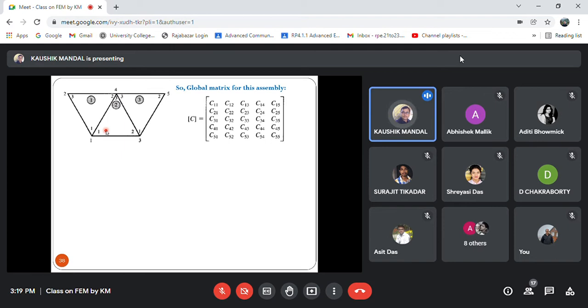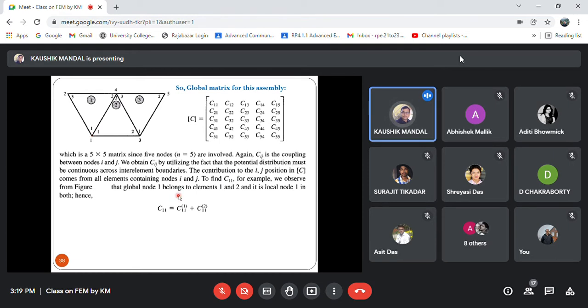Once you determine that this particular global node is linked with element number 1 and 2, not with element number 3, then you have to determine which local nodes of the elements are linked with this global node. Node 1 of element 1 and node 1 of element 2 are linked with this particular global node. So what will be C11? All these things are mentioned in this particular paragraph.